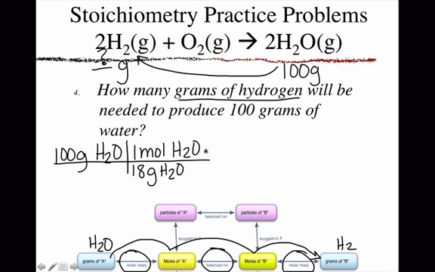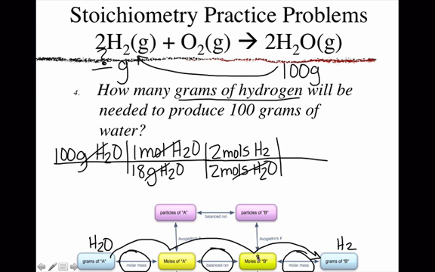I have to get to moles because that's what's represented in the balanced equation with those coefficients. So now that I'm in moles of water, I can say for every 2 moles of water, and I would put that on the bottom so that it cancels with that, I'm trying to get to hydrogen, and there are 2 of those. So 2 moles of hydrogen.